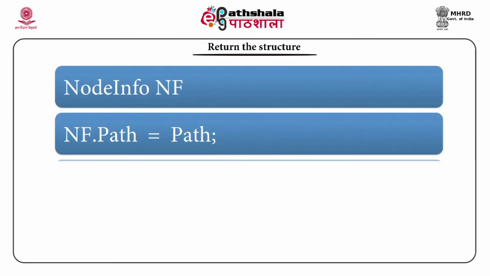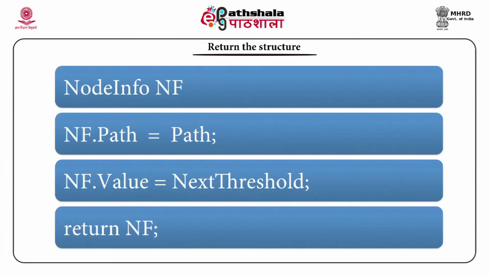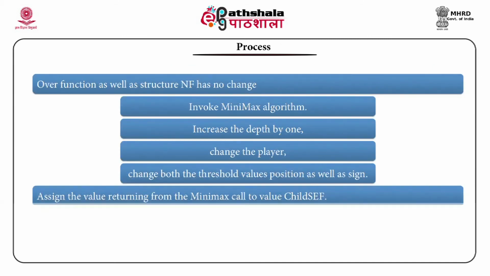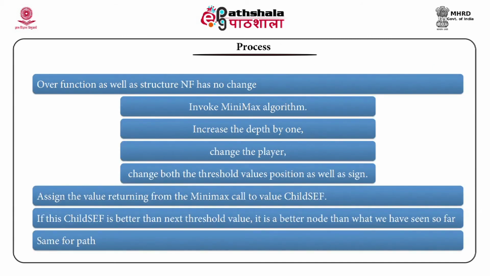At the end, once the process gets over, we return the very same node info structure which we returned in the earlier case. The process is explained in a little more depth now. The over function as well as the structure NF have no change from the previous one. What we do is invoke minimax, increase the depth by 1, and change the player and switch the position. Now, switching the position is something that we have added.